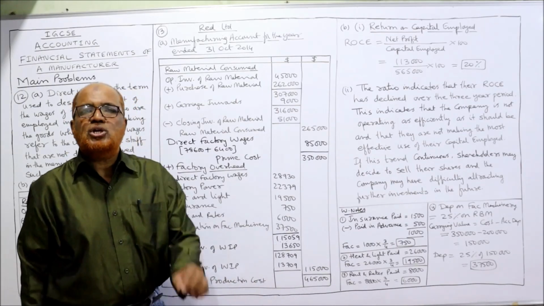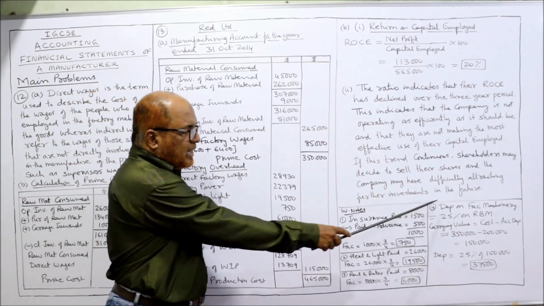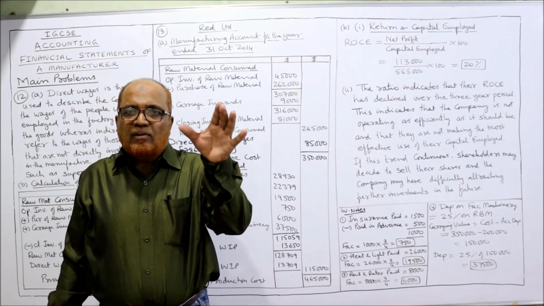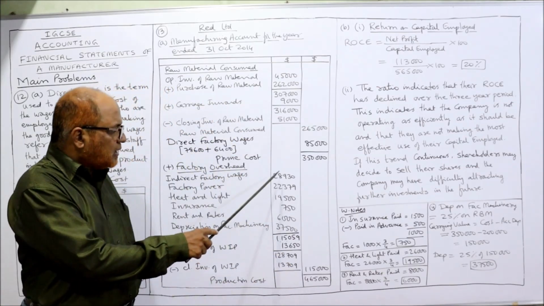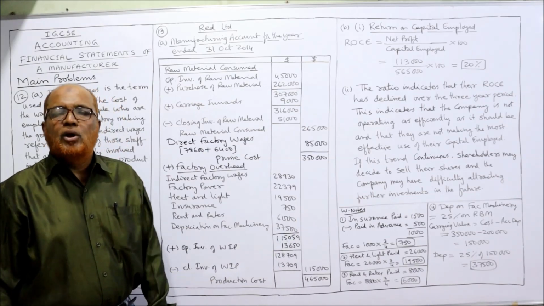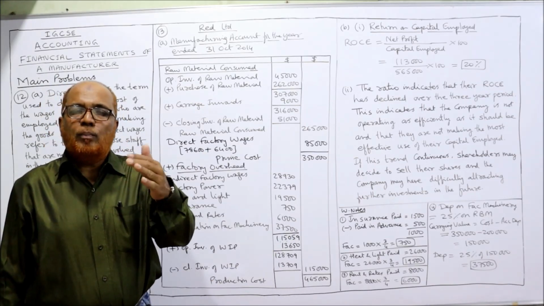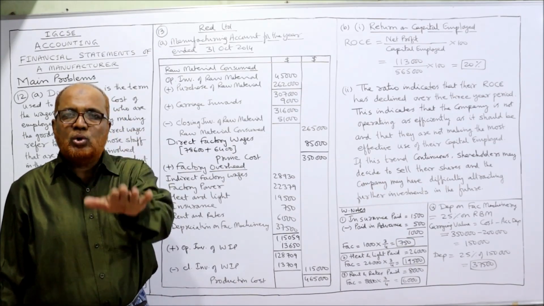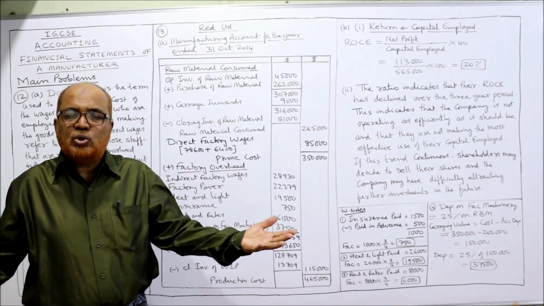And depreciation on machinery here I have calculated 37,500. Over all the factory overheads I have taken. Take the total of factory overhead 1,15,059. To this we add opening inventory of WIP and subtract closing inventory of WIP as usual.